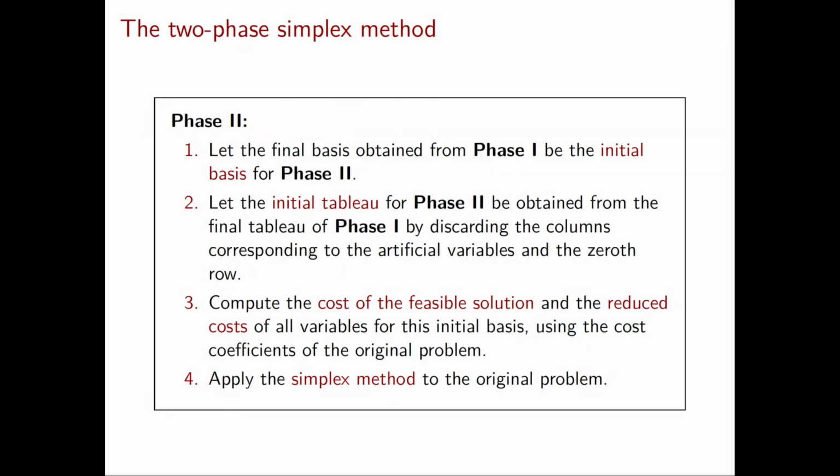The final basis obtained from phase 1 is our initial basis for phase 2, and we need to form the initial tableau for phase 2. This is obtained from the final tableau in phase 1 by discarding the columns corresponding to the artificial variables and the zeroth row. We compute the new zeroth row by computing the cost of the feasible solution and the reduced costs of all the variables for this initial basis. Of course, we have to be careful to use the cost coefficients of the original objective function. Finally, we apply the simplex method to the original problem.